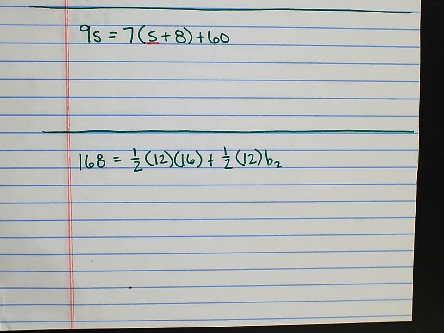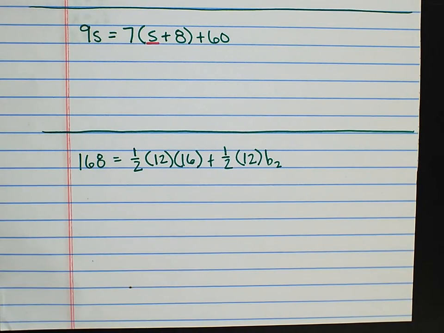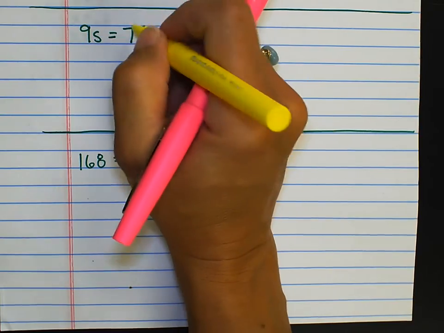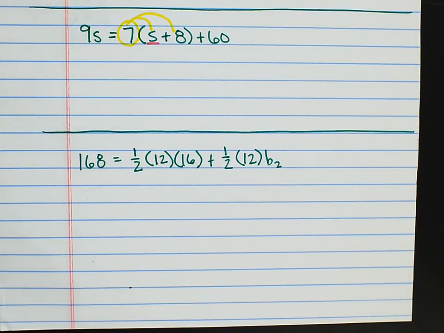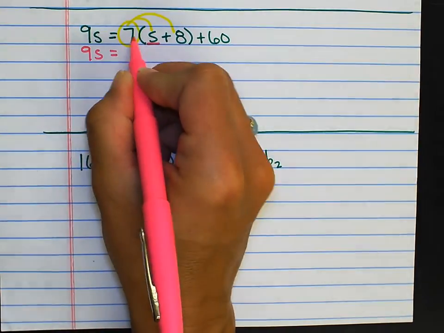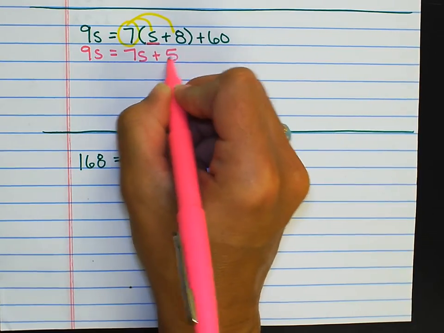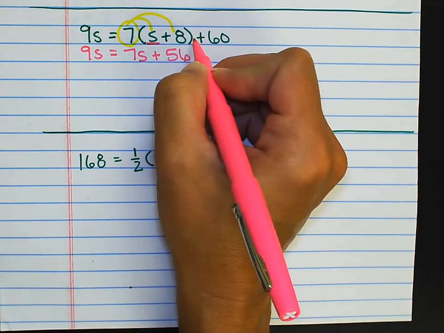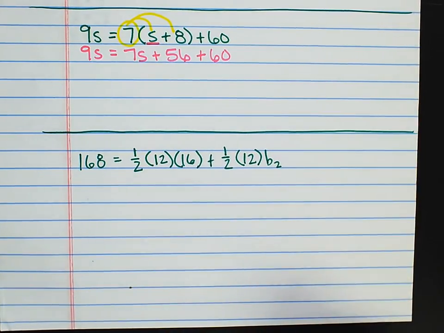Remember, when we're solving equations, the first thing we ask ourselves is, can anything be simplified? Well, I look on the left-hand side, nothing can be simplified. I look on the right-hand side, and I see that I have a number bumped right up against the parentheses, which tells me that I need to distribute. So, 9s equals 7 times s is 7s, 7 times 8 is 56, and then my parentheses end, so that's the end of my distributing, but I still have this plus 60.